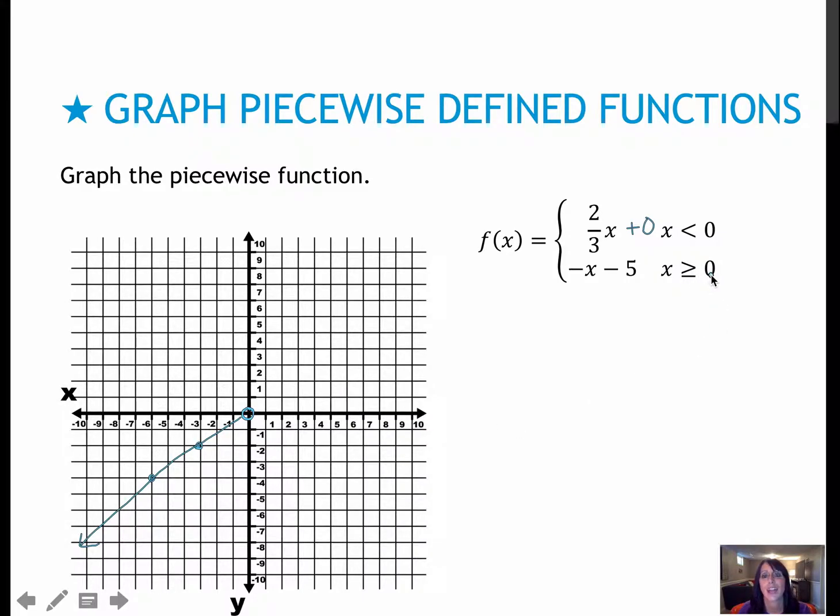For the other one, starting at 0, I've got negative x minus 5. So that's a negative 1x and minus 5. So my first point would be at negative 5. And notice this one will be filled in because this is the or equal to 0. And then I'll use my slope of negative 1 to go down 1 over 1, down 1 over 1, etc., to make this line going this way. So that is my piecewise function.